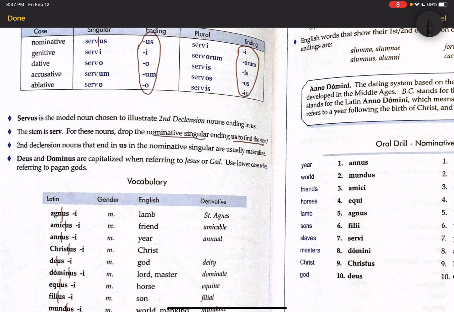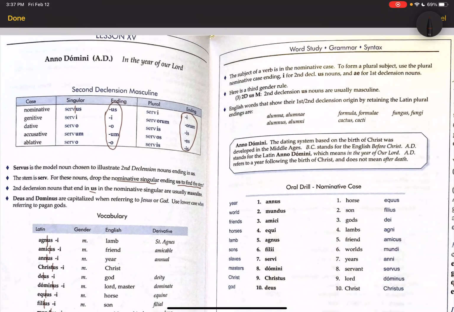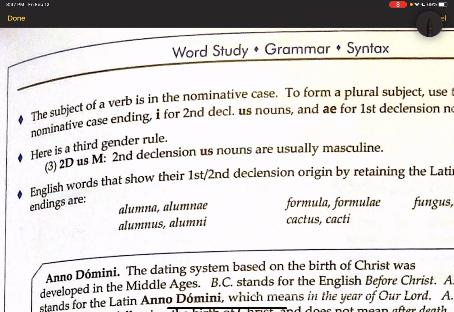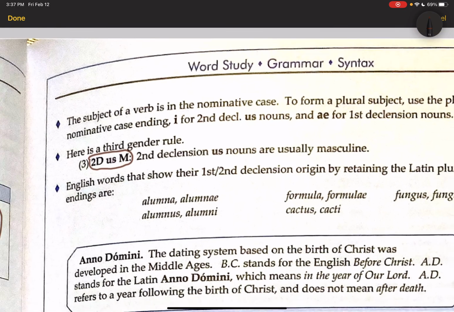Second declension nouns that end in us in the nominative singular are usually masculine. So this is one of the gender rules for the second declension. You can see that here in brief: 2D us m. That means second declension us nouns are generally masculine. All right.